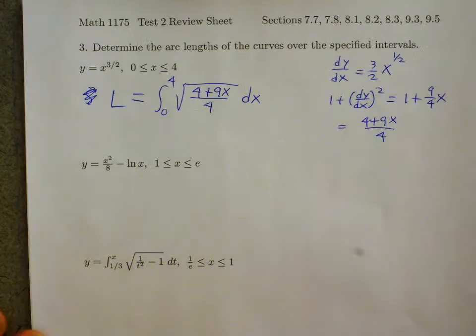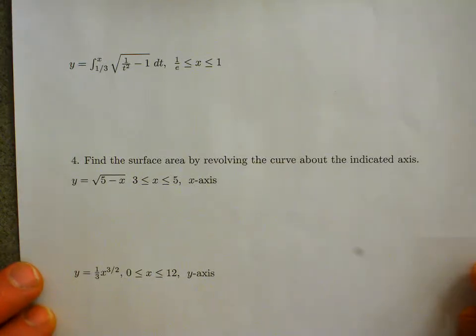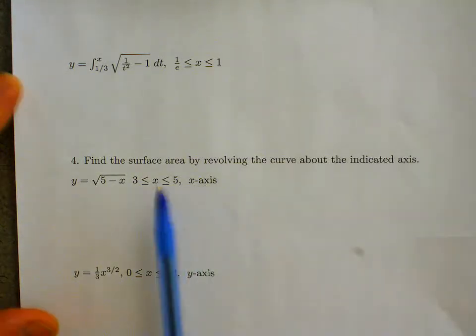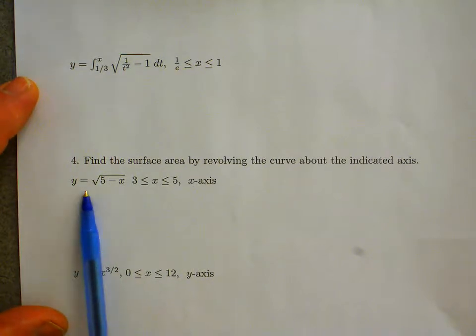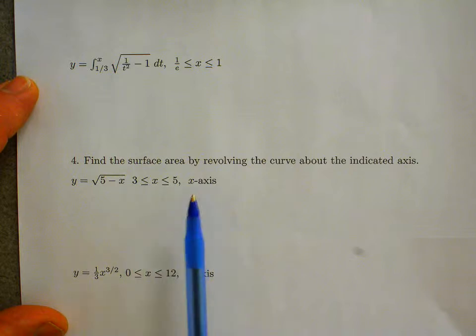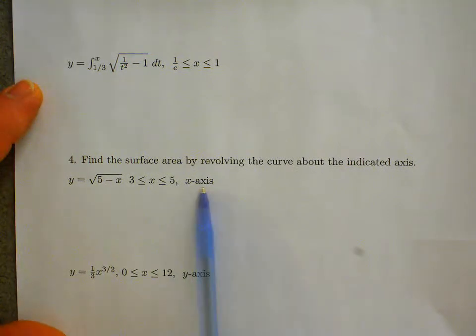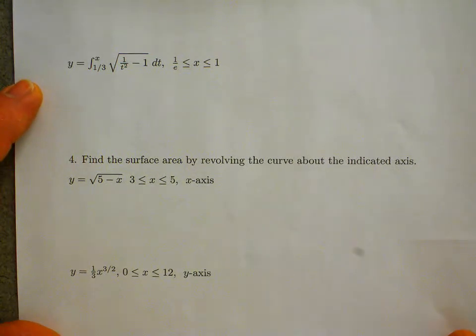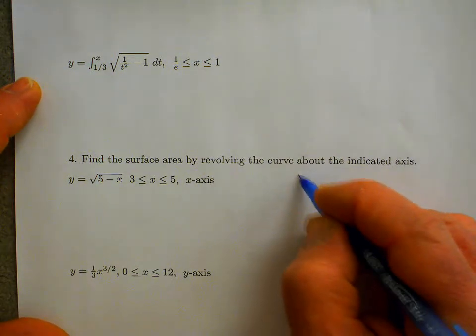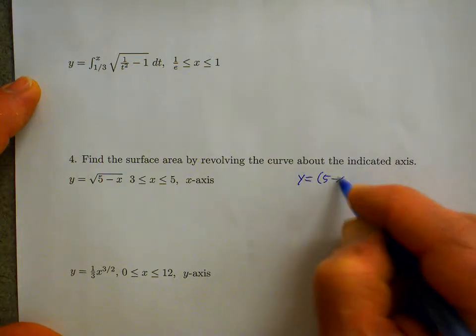Okay, so let's move on to part 4, finding the surface area. Okay, this one, y equals the square root of 5 minus x on the interval from 3 to 5. We're going to rotate that about the x-axis and find the surface area. Okay, so I'll rewrite what y is. I'll write it as 5 minus x to the 1/2.